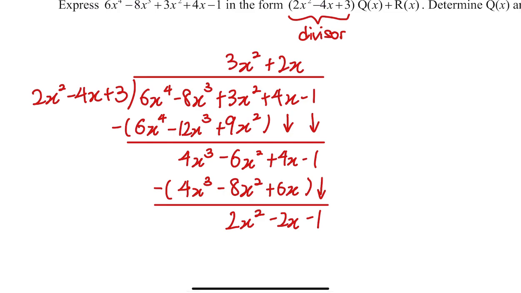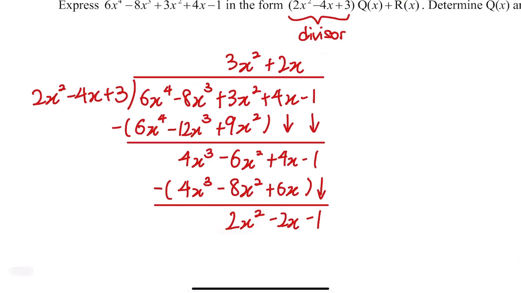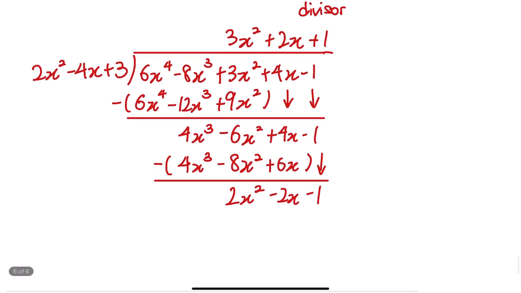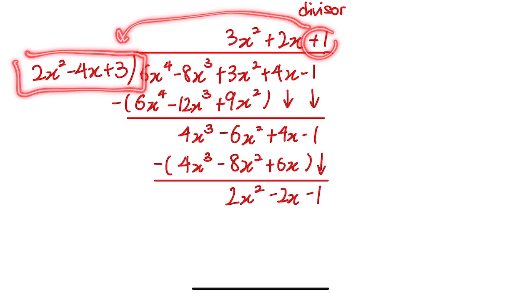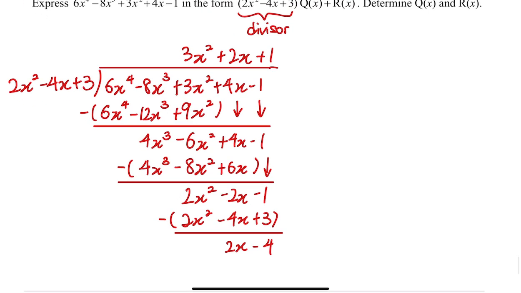Now I check again. Can I still multiply the divisor by anything to get 2x^2? Yes, I can multiply by 1. Multiplying 1 by the entire divisor gives 2x^2 minus 4x plus 3. Then I subtract: negative 2x minus negative 4x gives 2x, and negative 1 minus 3 is minus 4. Therefore, this is the remainder.